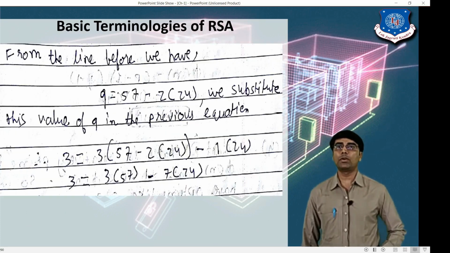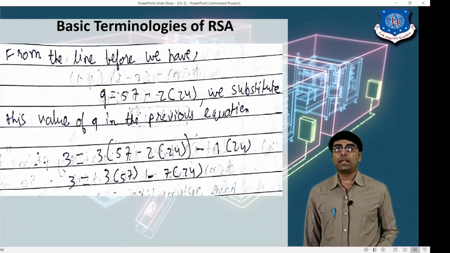From the line before, we have 9 equals 57 minus 2 times 24. We substitute the value of 9 in the previous equation. So 3 equals 3 times (57 minus 2 times 24) minus 1 times 24. Multiplying out, we get 3 times 57 minus 6 times 24, minus 1 times 24, so you get 7 times 24.